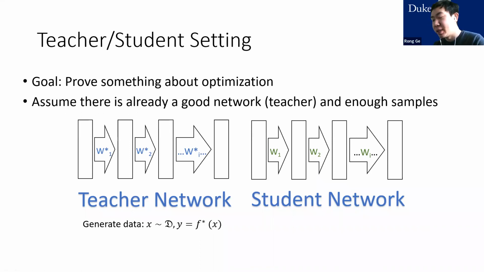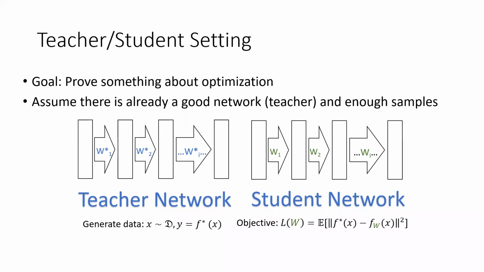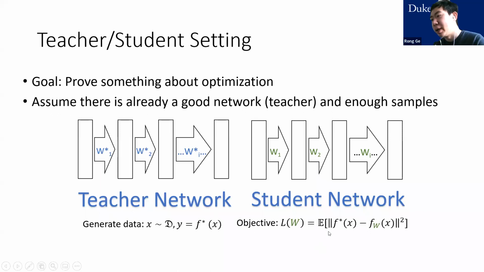Now, given data that's generated this way, we can try to train a student network that has the same output as the teacher network. There are many possible objective functions that you can choose, and in practice, this often depends on the task that you are hoping to learn. But in this talk, we are going to focus on a very simple objective, which is the squared loss.